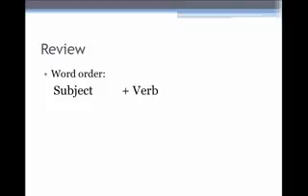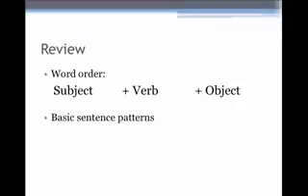So let's review. What is the basic sentence structure? It's subject, verb, object. We call English a subject, verb, object language. And here are the 5 basic sentence patterns.